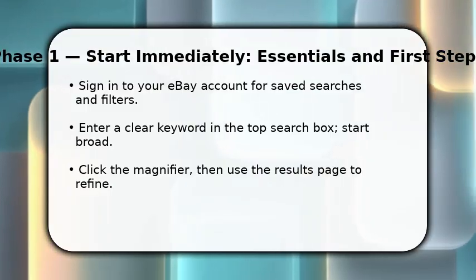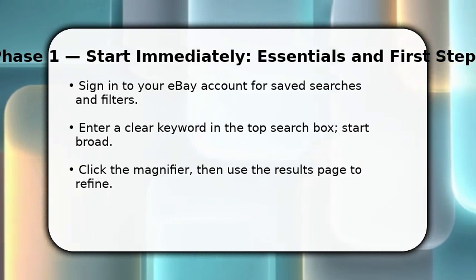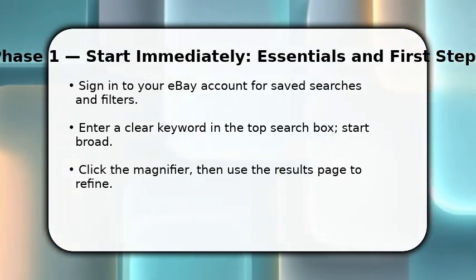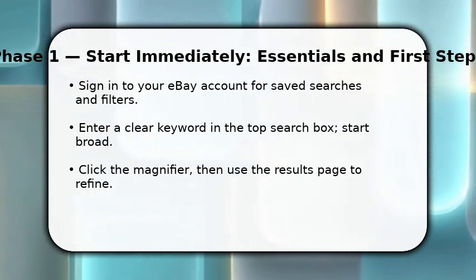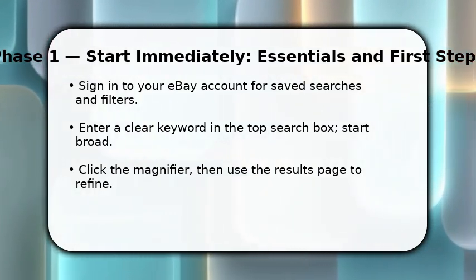You start by signing in so filters, saved searches, and seller settings apply to you. Once logged in, type your primary keyword into the main eBay search box and press enter.